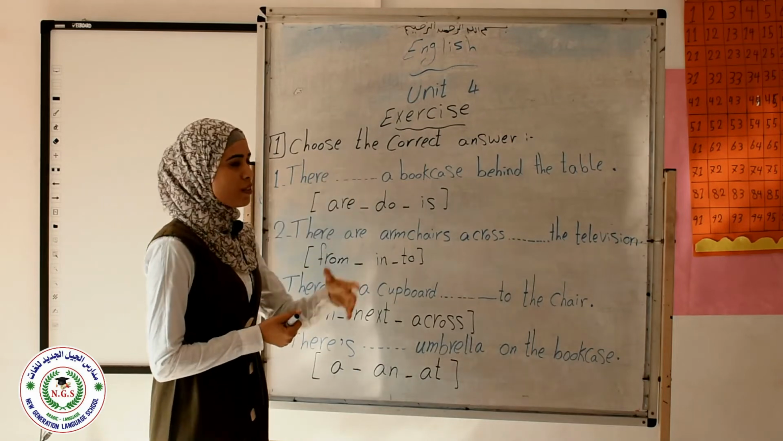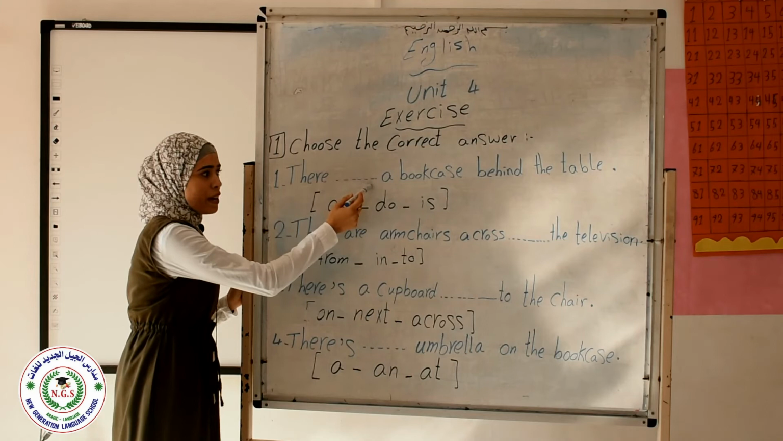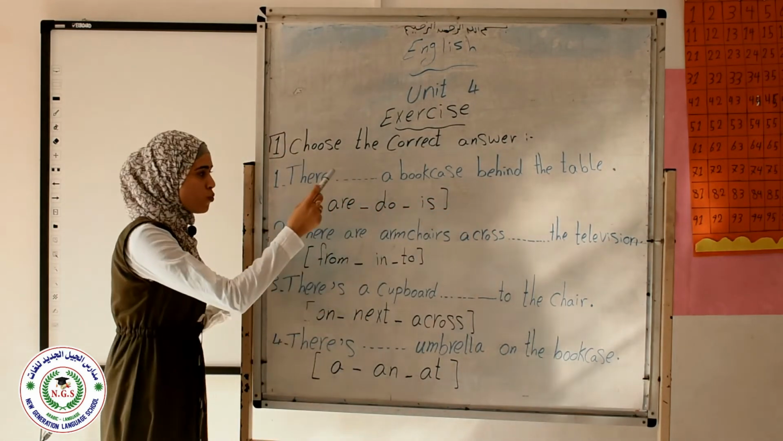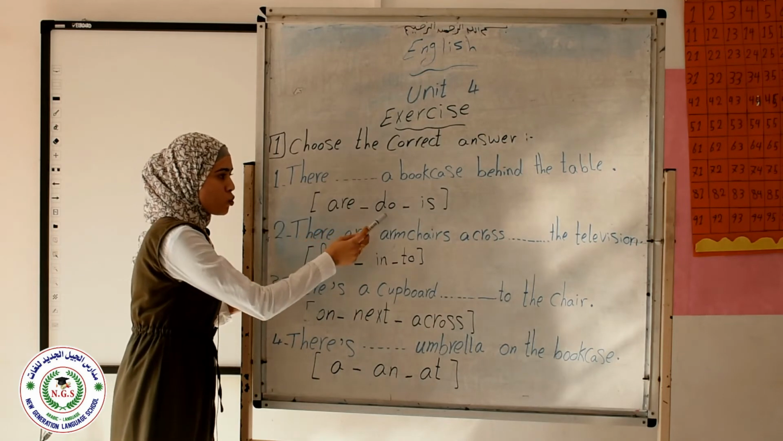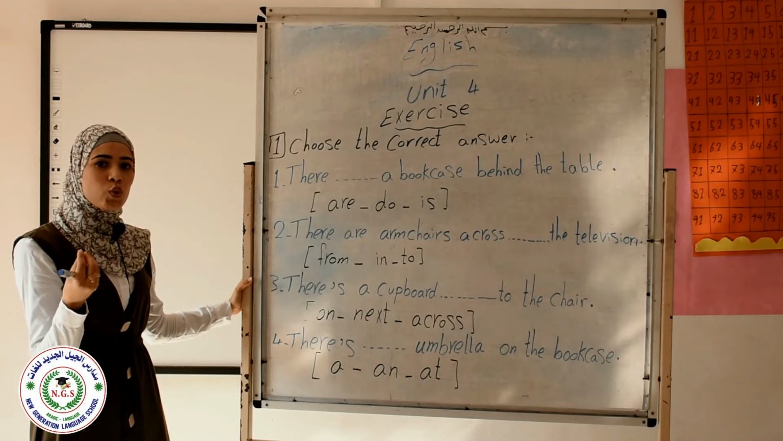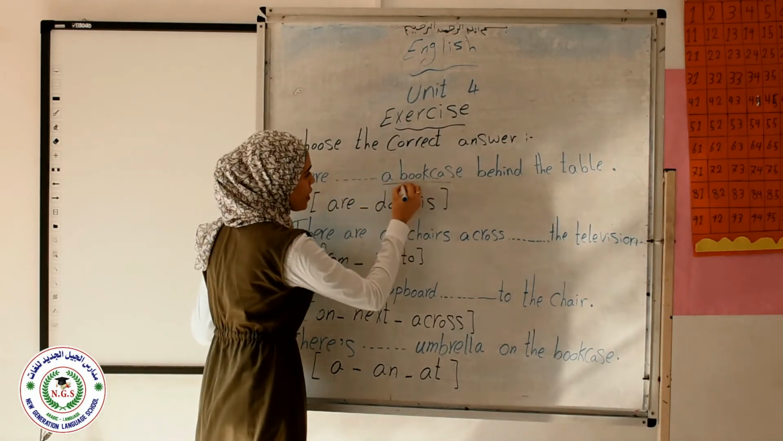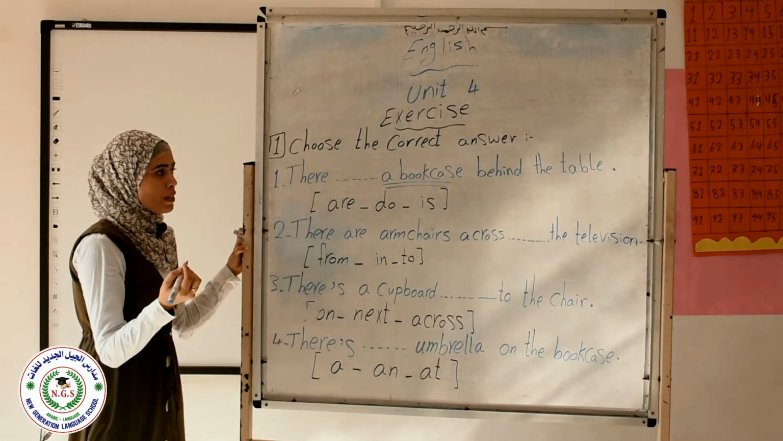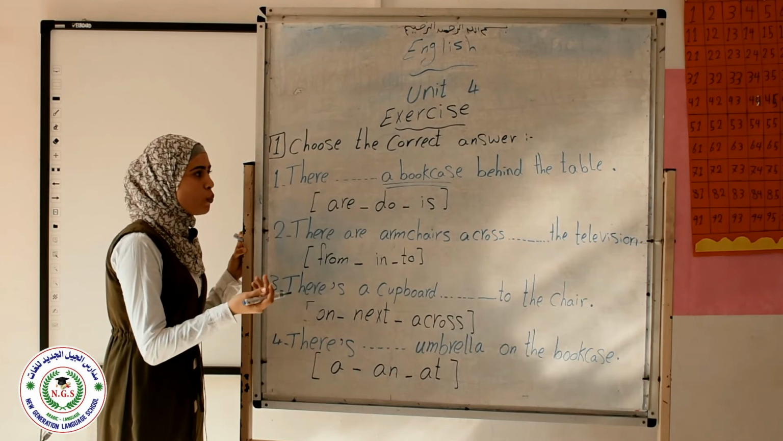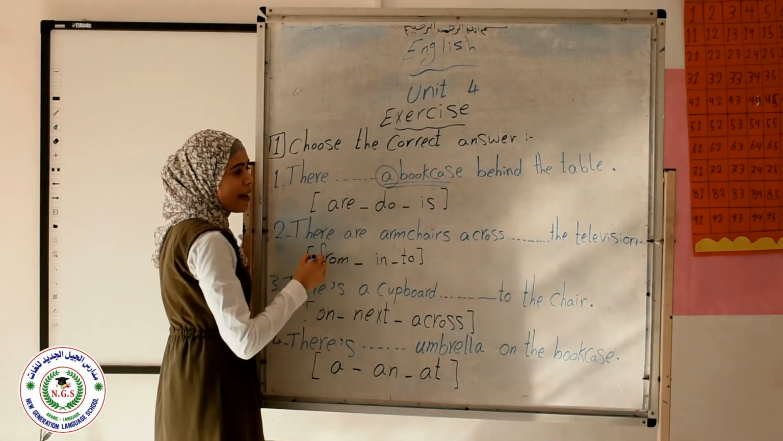Choose the correct answer. Okay. Number one, there is a bookcase behind the table. We have choices: are, do, or is. If I wanted to answer this question, you will think first about what? About the noun. We have the noun here. Is it singular or plural? We know from what? We have here a.